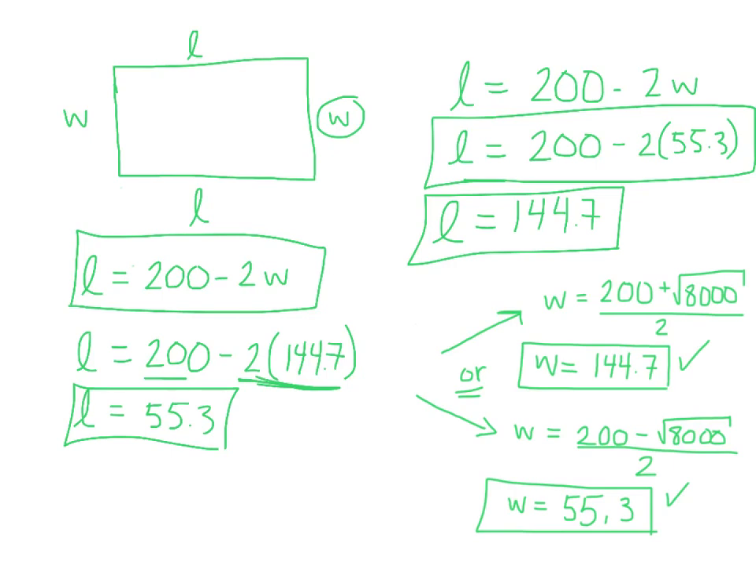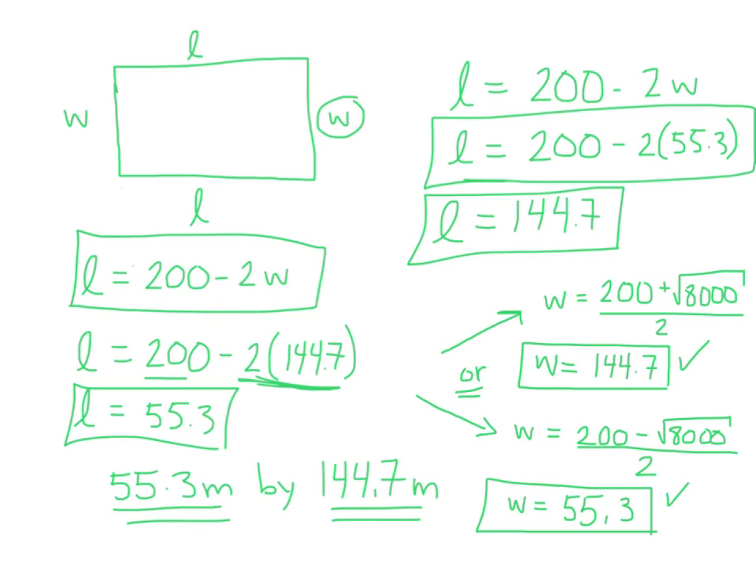So all that tells me is it matters which side you call the width and which side you call the length. I mean, really the length doesn't technically mean the longest side, but what we do know is that the dimensions of this rectangle is a 55.3 meter by 144.7 meter rectangle. I'm not sure if your back of the book rounded this to 1 decimal place or 2 decimal places, but I rounded it to 1.